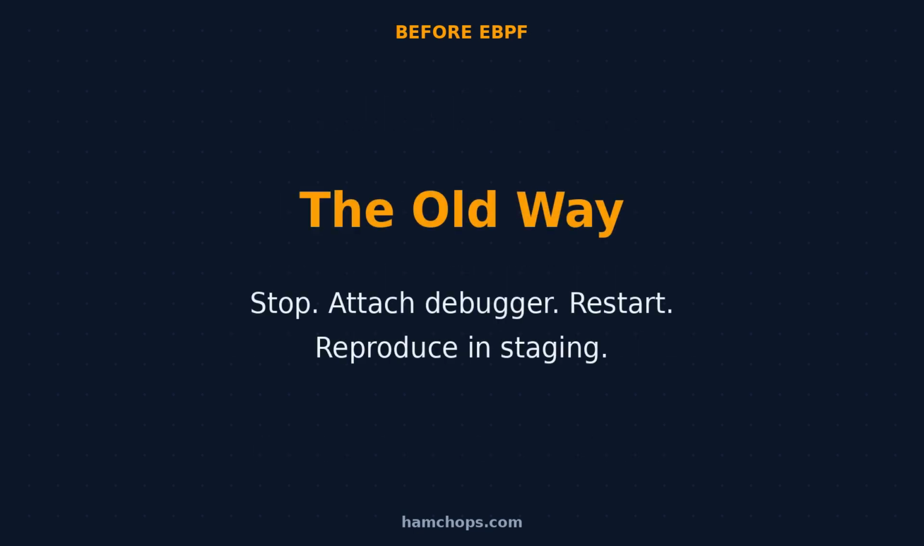To answer the why, engineers used to attach a heavy debugger, restart the application, and try to reproduce the issue in staging. By the time you've set up your tools, the spike is gone, the user has refreshed, and the problem looks invisible. That was the state of profiling for 20 years.